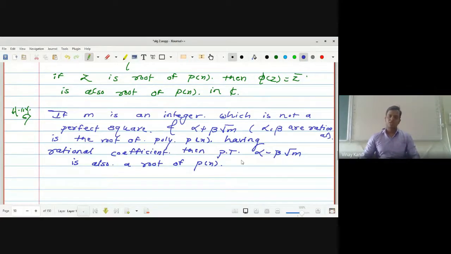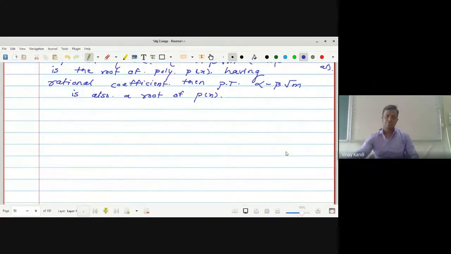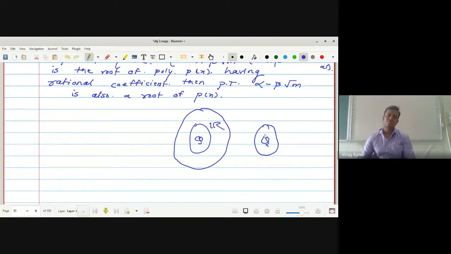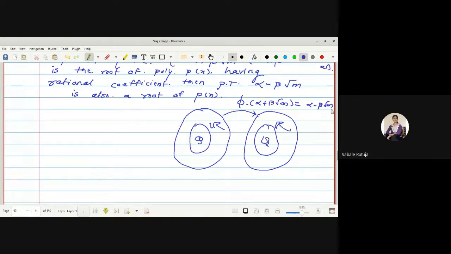If you show that phi is an automorphism, then by the previous theorem, if z is a root of p of x, then phi of z is also a root of p of x. Now what will be the base field here? The set of rational numbers. And the extension field will be the set of real numbers. How to define phi? Phi of alpha plus beta root m is equal to alpha minus beta root m.